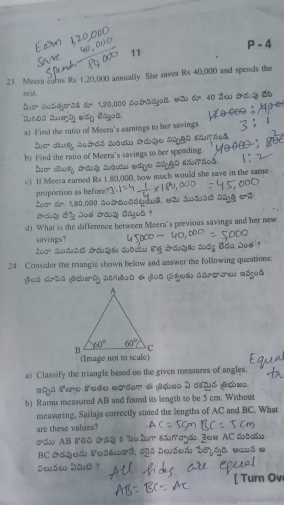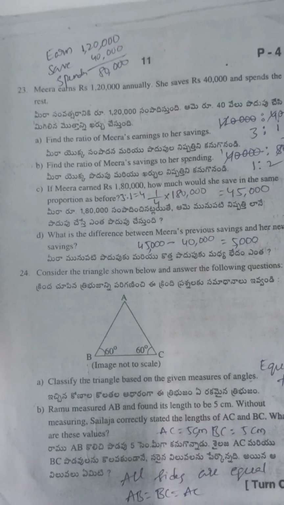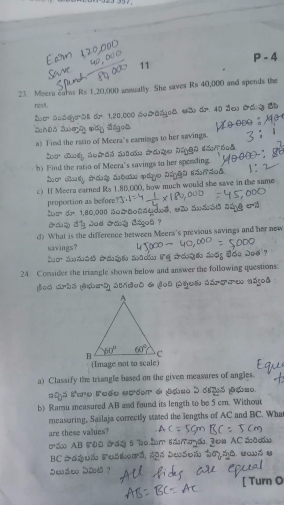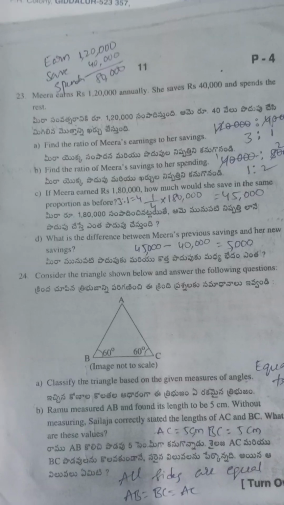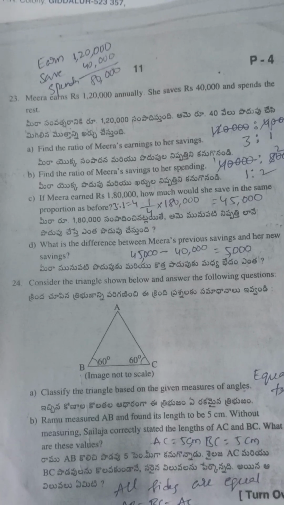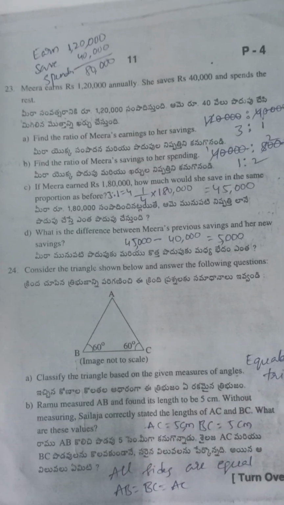If Meera earns 1,80,000, how much would she save in the same proportion as before? So here 3:1, that is 1/4 into 1,80,000, that is equal to 45,000. So what is the difference between Meera's previous savings and now savings? It is 5,000.